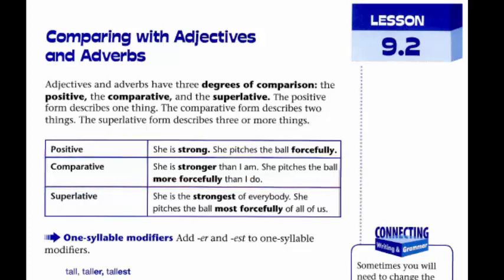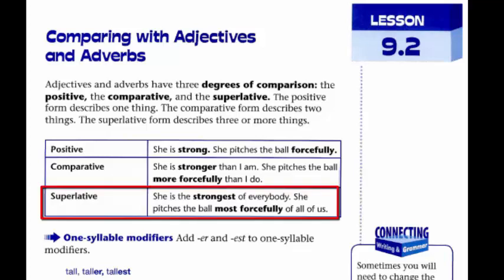What about the superlative? Let's see the sentence here. She is the strongest of everybody. In this sentence, the word strongest is a modifier that compares she to the rest of the community, to all of the other people, everybody else. That's why strongest here is a modifier in the superlative degree. It's superlative because, according to the meaning of the sentence, she is superior to the rest of the people.